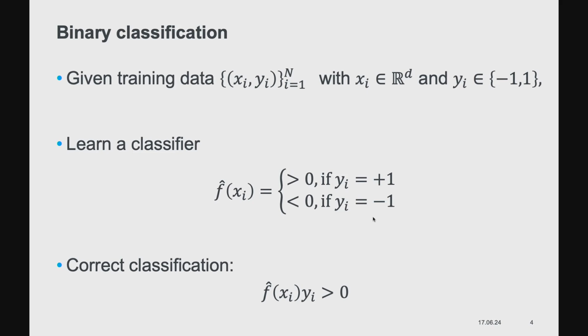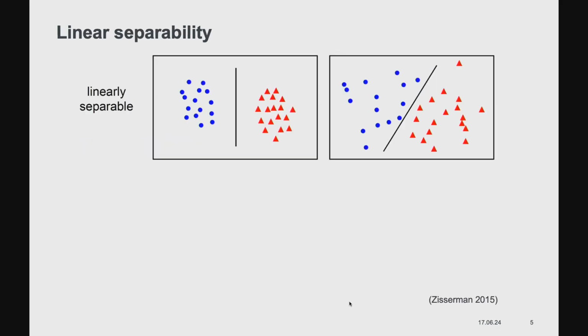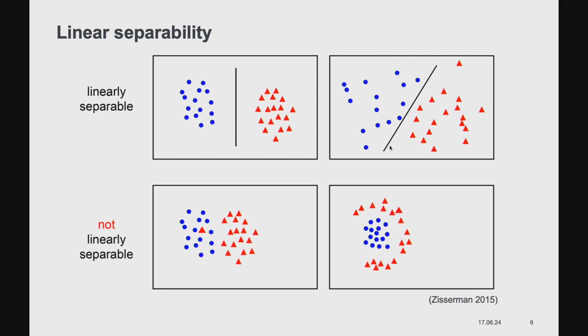And we have a correct classification when the product of f hat of xi times the true classification is larger than 0. So every time we violate this constraint, we have a certain loss. And when we have linearly separable data, then we can introduce such a vertical bar to separate the one class from the other class. Here is a very large difference between these classes. Here we have instances that are closer to each other.